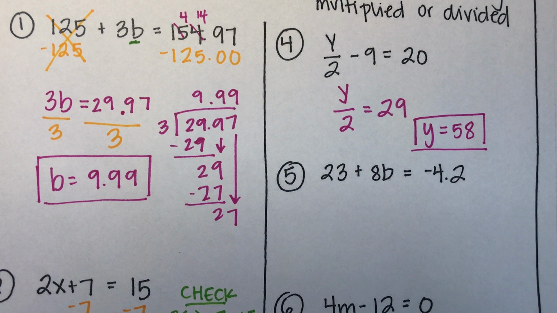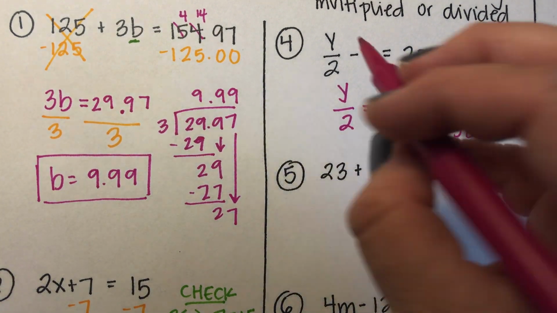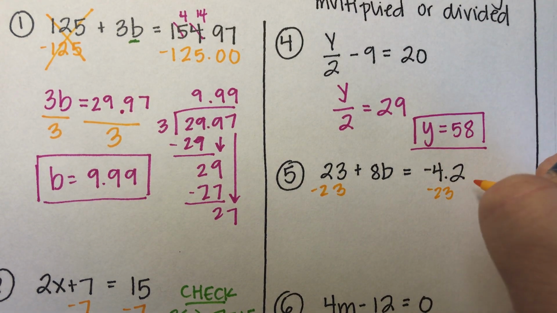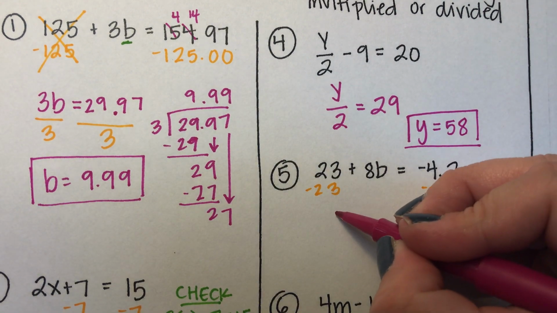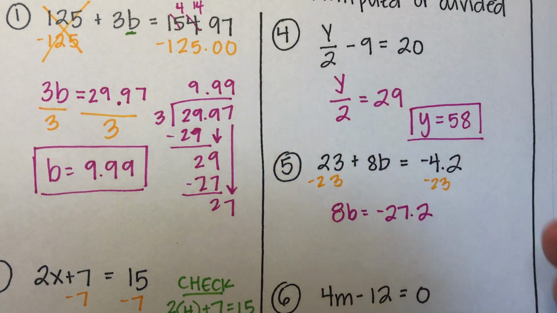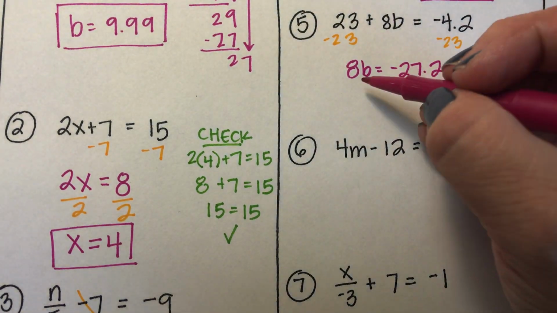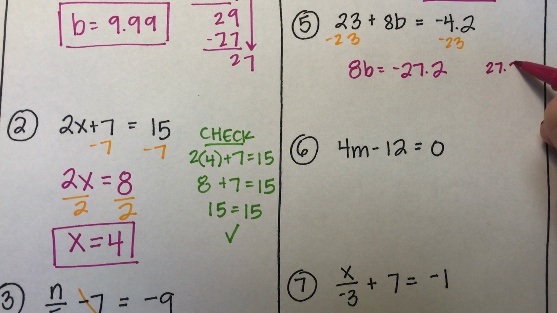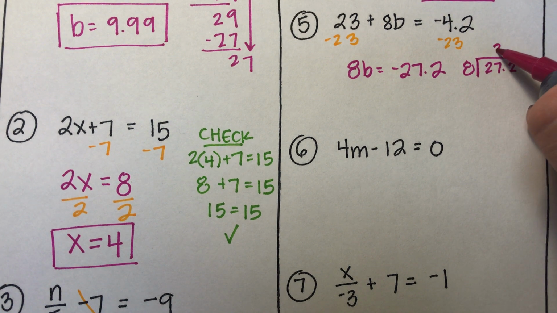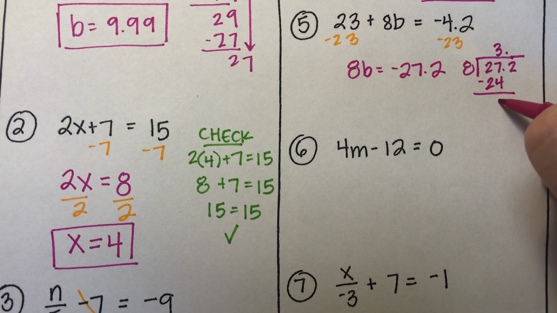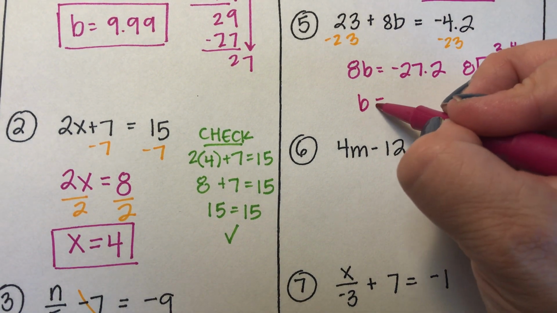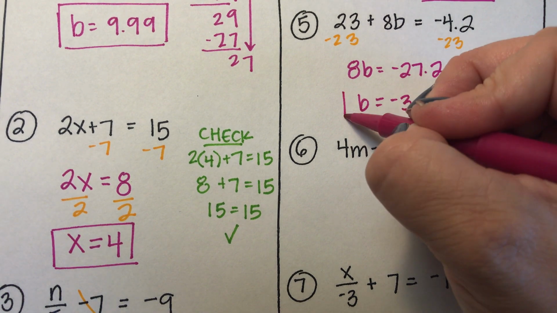Let's look at number 5. The first thing I need to do is subtract 23 from both sides. Negative 4.2 minus 23 gives me negative 27.2, right? They're the same sign, so add and keep. Now I need to do 27.2 divided by 8. 8 goes into 27 3 times, that's 24. And then 8 goes into 32 4 times. So b equals negative 3.4.